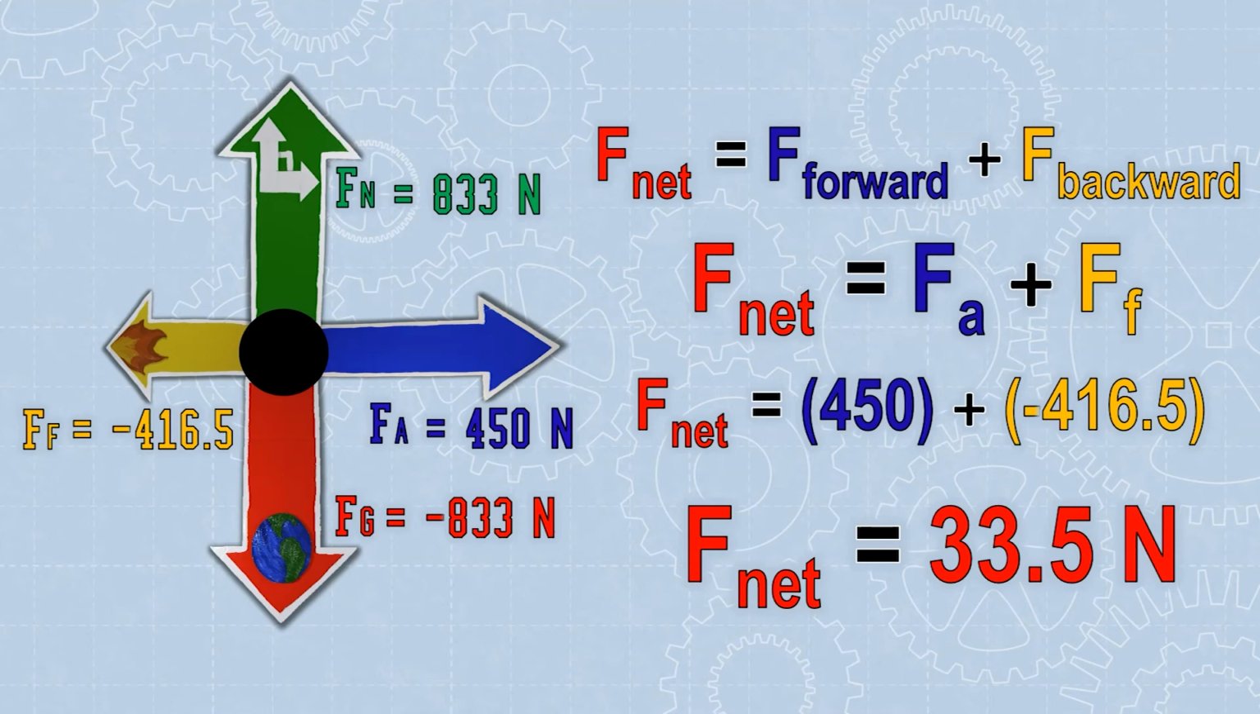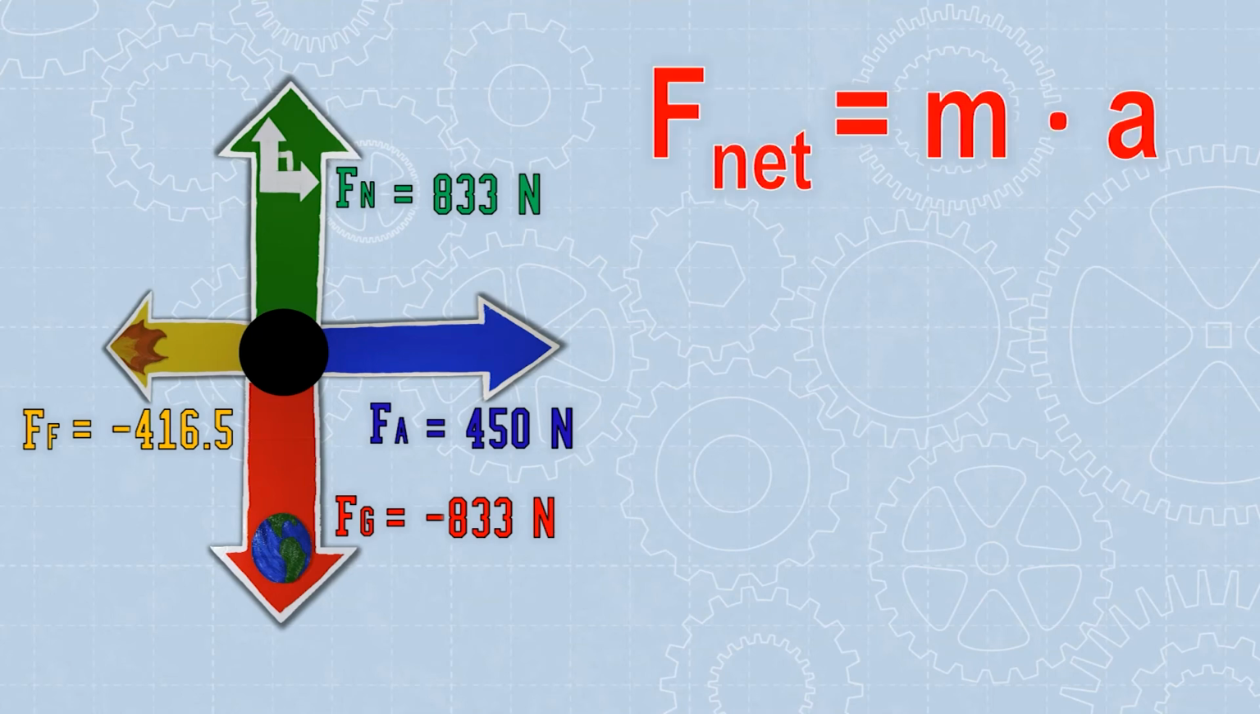What that really is saying is that FA, my applied force, is pulling with 33.5 newtons more in the positive or forward direction. Now I can use Newton's second law. If I know my net force, if I know how much friction is, or how much less friction's pulling, or how much more an applied force is pulling, I can find my acceleration. Plug in what you know.